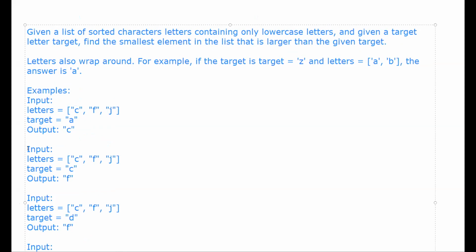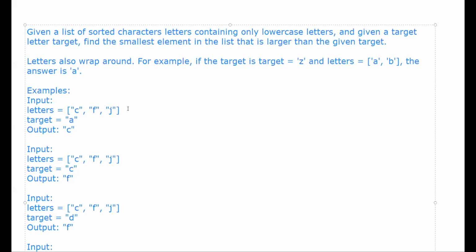One approach could be to convert it to ASCII codes, and then apply binary search. I mean, convert the target also to the ASCII code and apply binary search. Regarding the wraparound case, if you reach the end of the array, just check if i is greater than n. In that case, you return the first element.